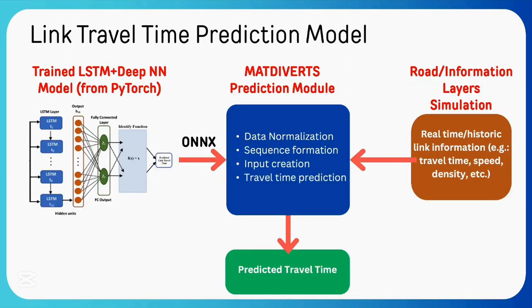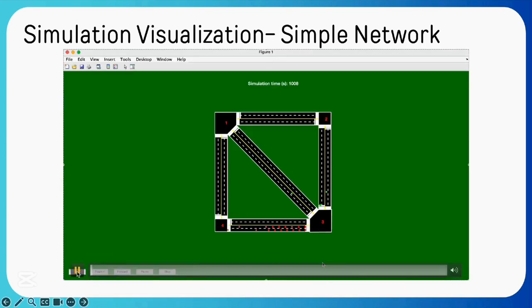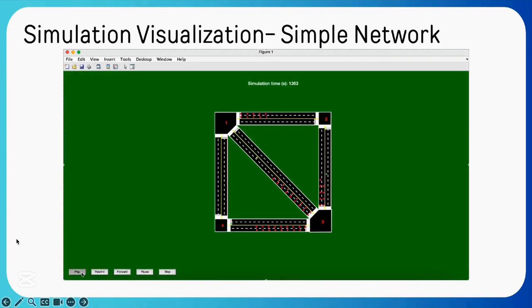The default model is an LSTM plus fully connected deep neural network, trained using PyTorch. This model is imported into MATLAB as an ONNX file, processed within the MATDIVERTS prediction module. Real-time link level data, such as travel time, speed, and density, is collected from link agents, normalized, and used to forecast future travel times. As for visualization options, in this sample network, users can fast forward, pause, rewind, and restart the simulation. These controls enable flexible analysis of the simulation in action.